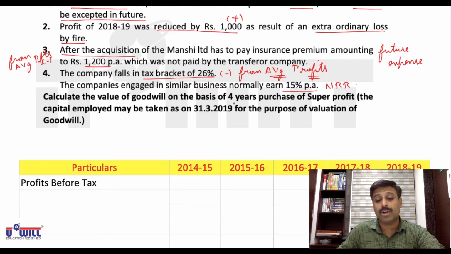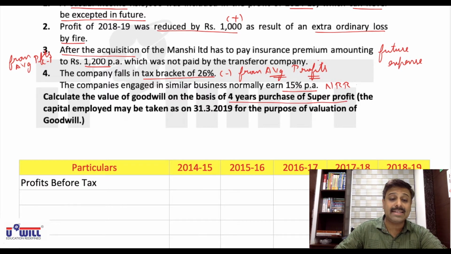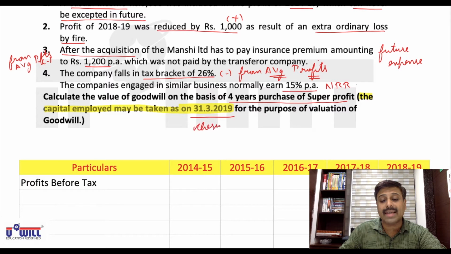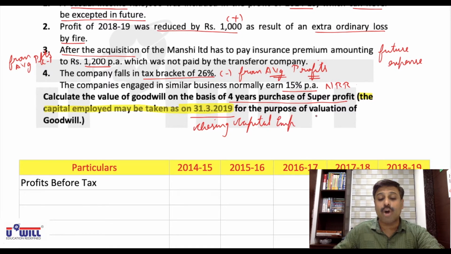Calculate the value of goodwill on the basis of 4 years purchase of super profits. It is clearly given that the capital employed may be taken as on 31/3/2019, which means we have to use closing capital employed for the purpose of valuation of goodwill. So let us start solving this now.